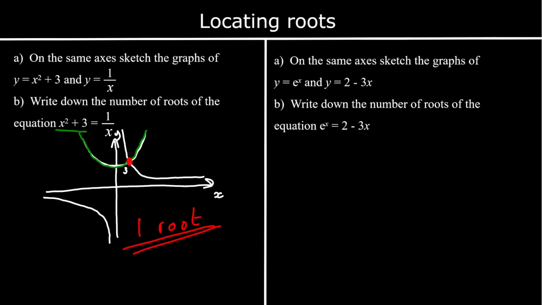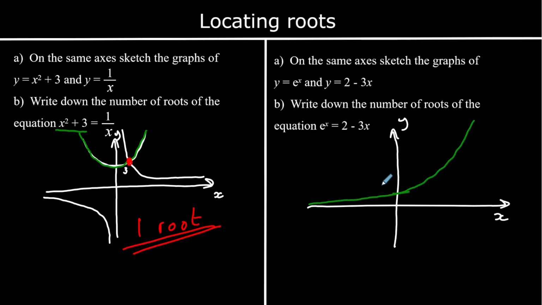So on the same axes, sketch the graphs of y equals e to the x, so our exponential graph, and 2 minus 3x. So y equals e to the power of x takes this shape. So it crosses y at 1, and it never touches the x-axis. It's an asymptote. It gets closer and closer, but never touches it. 2 minus 3x is going to cross at 2. It's got a gradient of negative 3. So it's going to come down like this.